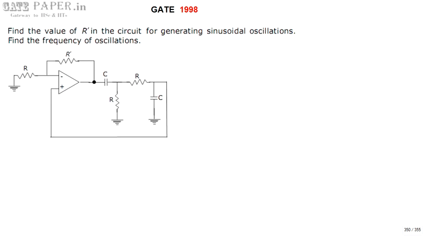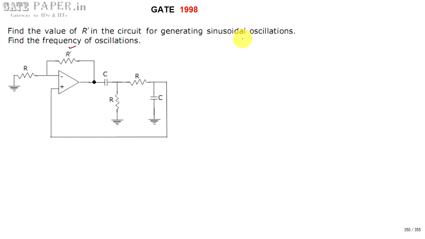Okay. Hello, we are discussing the GATE 1998 ECE paper, and this question is related to analog circuits. Look at the given circuit diagram. Find the value of R dash in the circuit for generating sinusoidal oscillations. Find the frequency of oscillations also. So this circuit is generating sinusoidal oscillations.